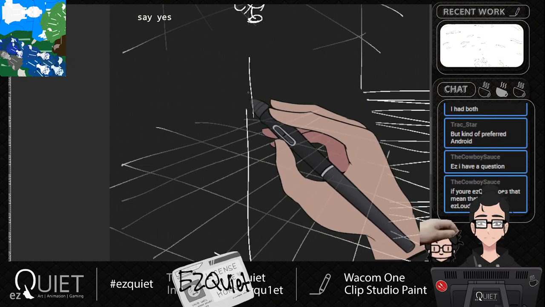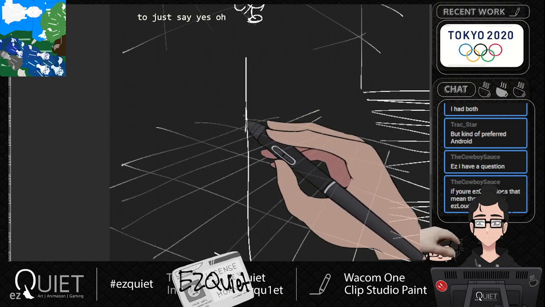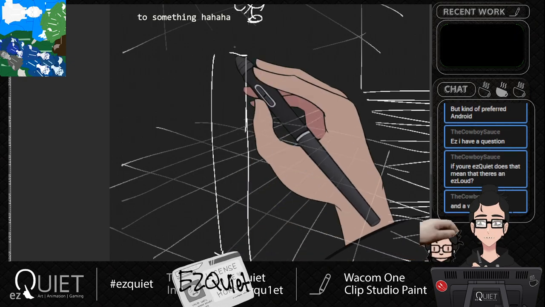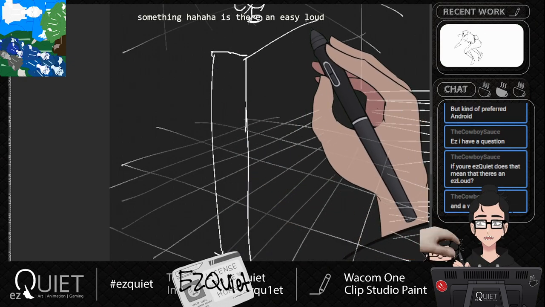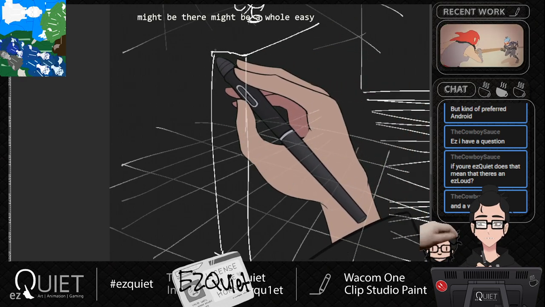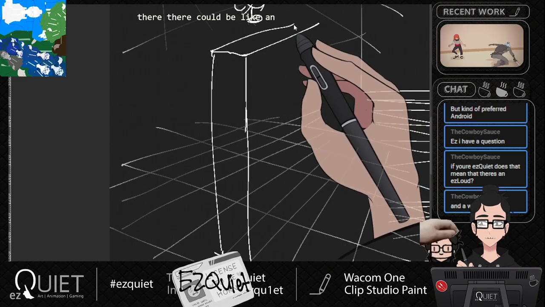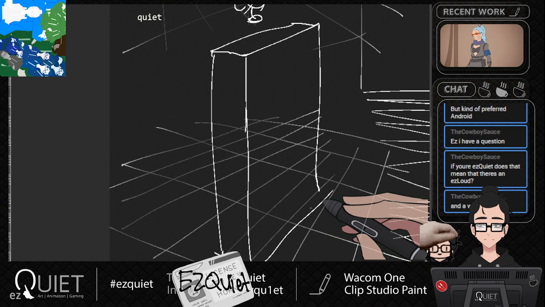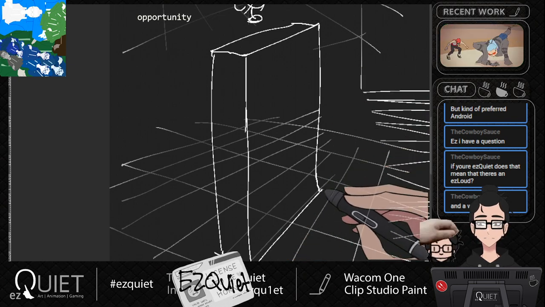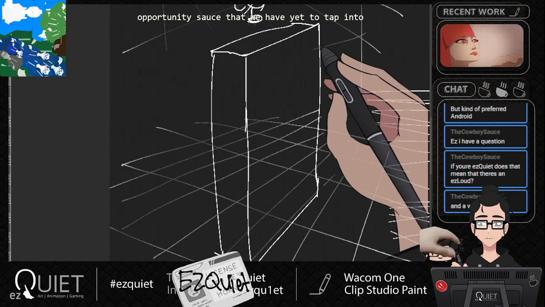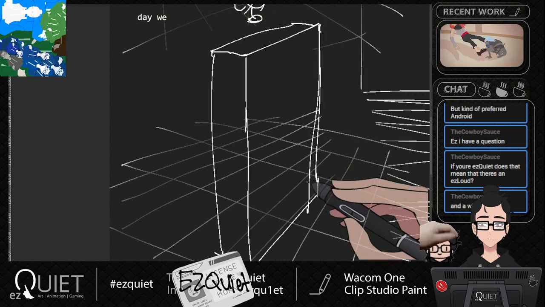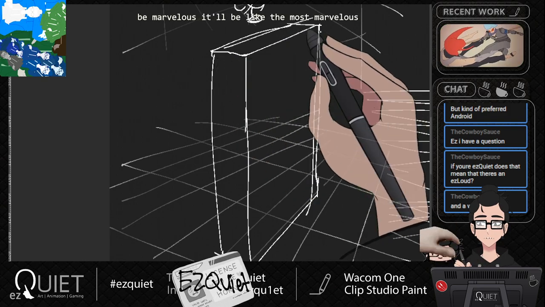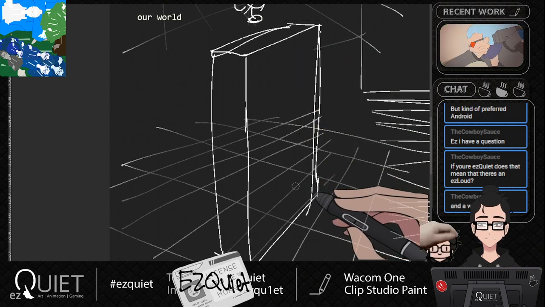If your S is quiet, does that mean there's an S that's loud? Wait, I think you're up to something. Is there an easy verse? There might be a whole easy verse out there. There could be like an easy, what's the medium between loud and quiet? Easy, not so quiet? I think there's a whole universe of opportunity that we have yet to tap into, yet to really explore. And maybe one day we will explore it and it will be marvelous. It'll be the most marvelous development that our world has experienced. But our world's not ready for that yet. I don't think I'm ready for that yet.